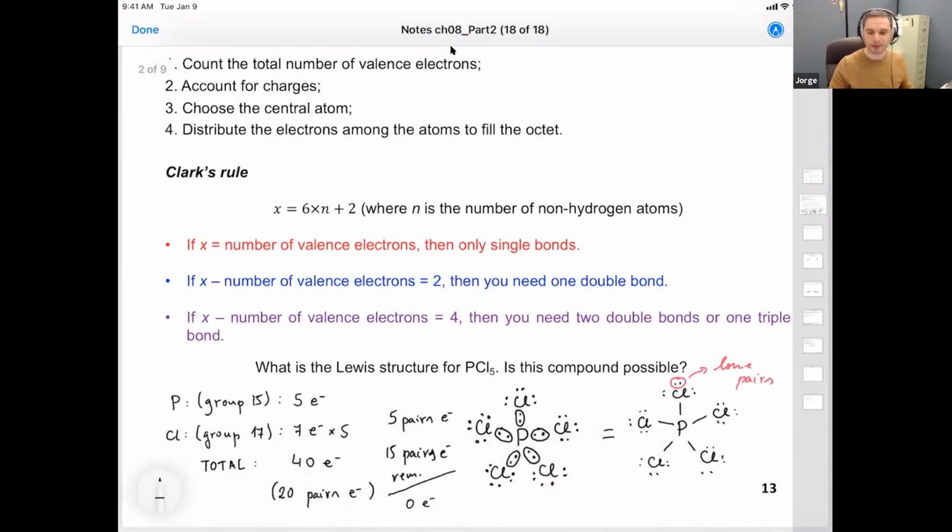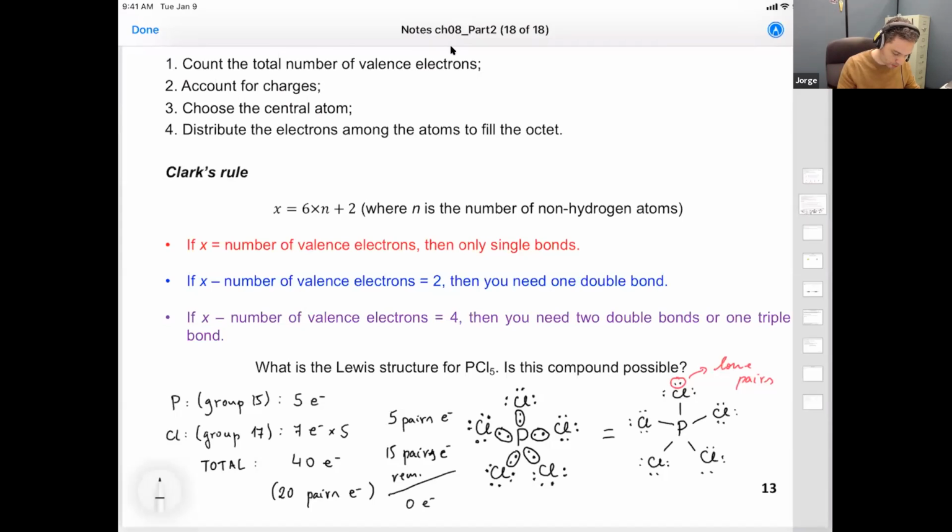So we saw here that each chlorine has 8 electrons now in the valence shell. Therefore, the octet is filled. Chlorine is stable.